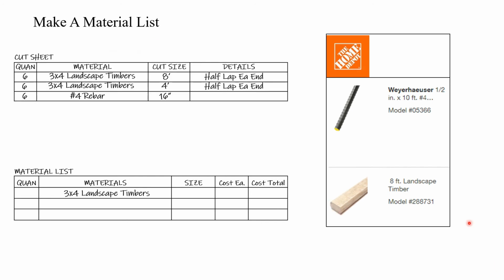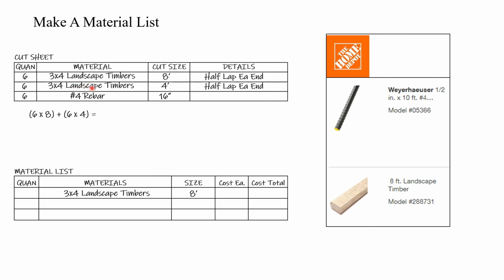All right, let's review what you got for your material list. All right, we know we need landscape timbers. We know what size they're going to be, 8 feet. How many do we need? Well, let's add together our cut sheet. 8 feet on the cut sheet, we have 6 of them. So you can do it like this: 6 times 8.